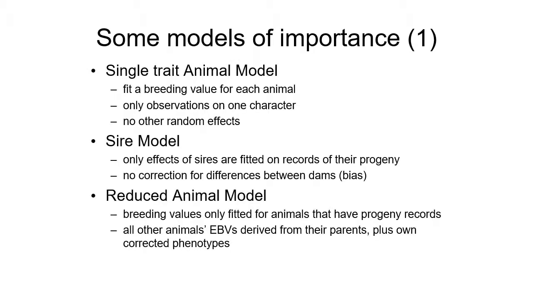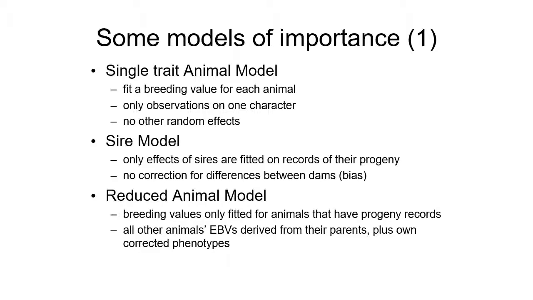So in all the examples we did up till now, we only used one random effect, namely the additive variance or the additive breeding values of the specific animals as a random effect. So let's then kick off with some models of importance in blood breeding value predictions.